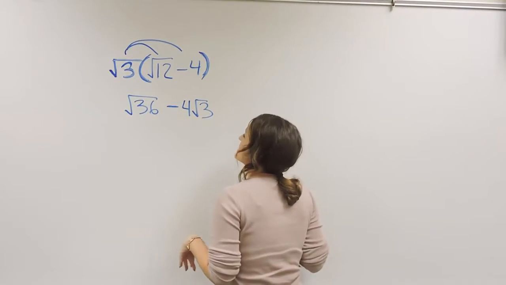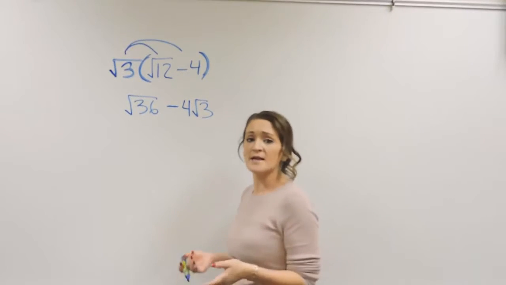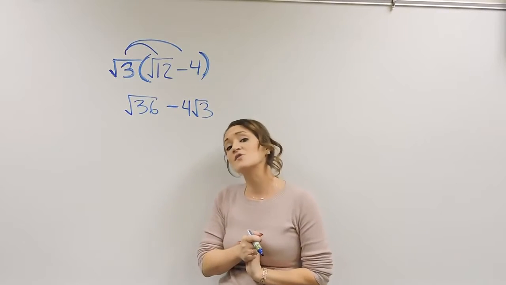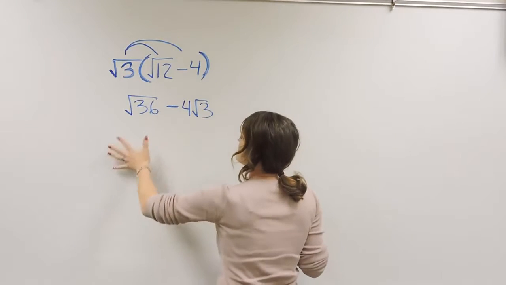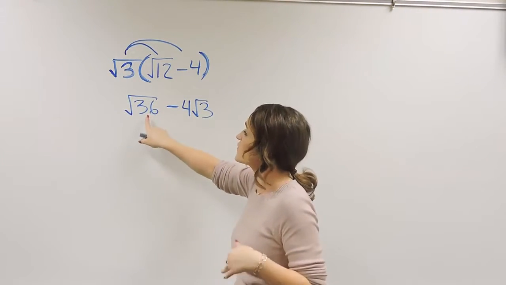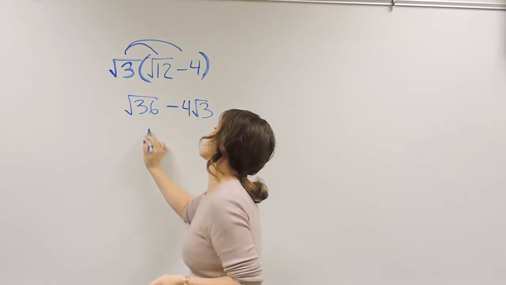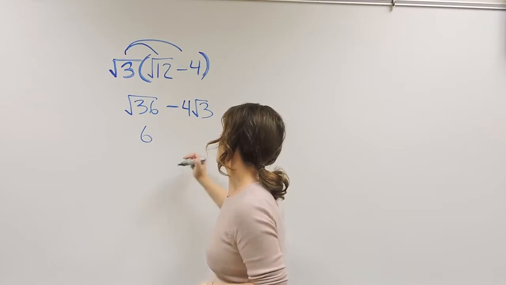Otherwise, after you're done distributing, just check to see if there is any simplifying that you can do. Can any of the radicals be simplified? Are there any numbers to be combined or anything like that? And when I'm looking at this specific problem here, square root of 36 is actually a perfect square. We can take the square root of 36 because that is a 6. So I'm going to change that into a 6.